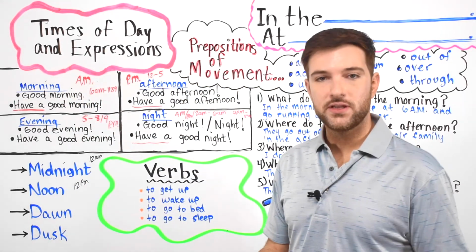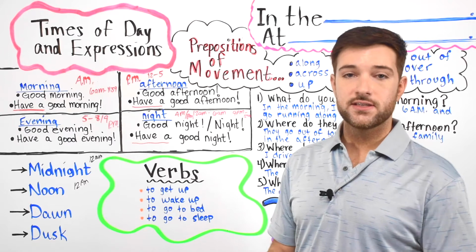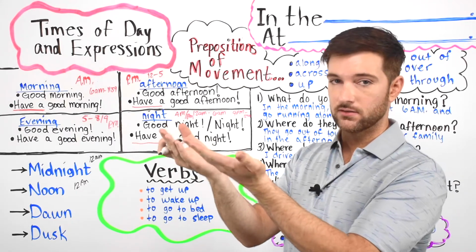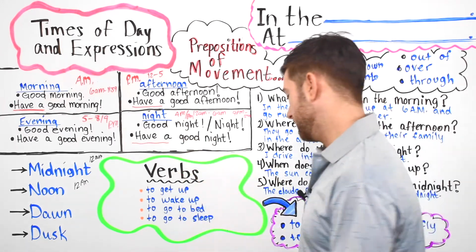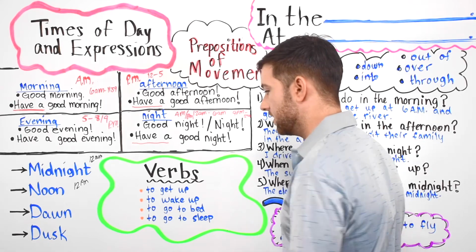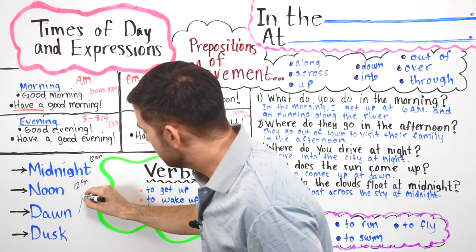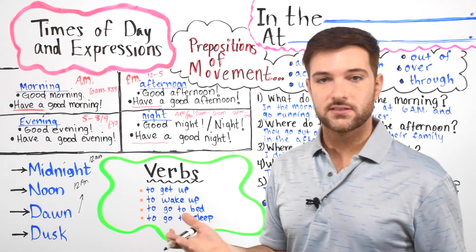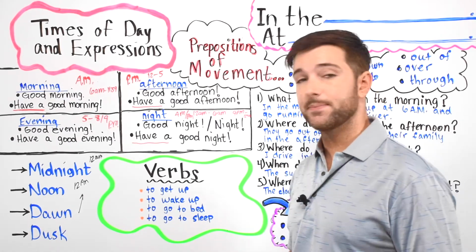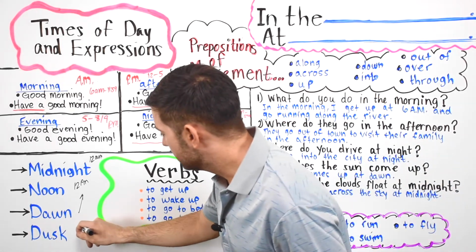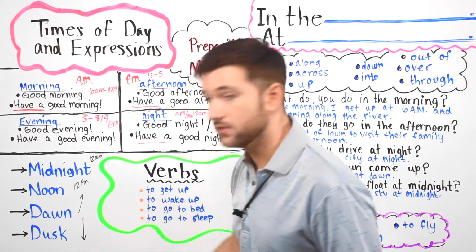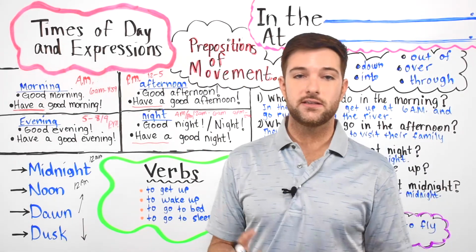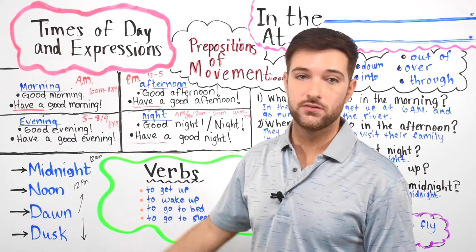Dawn. Do you know when dawn is? Dawn is when the sun comes up in the morning. Okay, we call it dawn, right? Dawn is when the sun comes up. And what do you think dusk is? What is dusk? Dusk is the opposite of dawn. Dusk is when the sun goes down. So you have dawn and dusk. You have midnight and noon, okay?